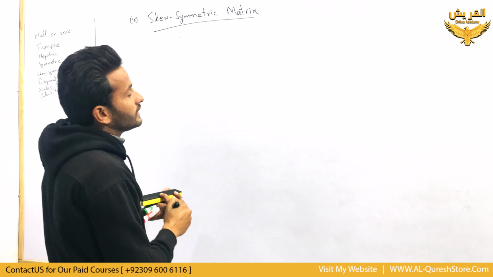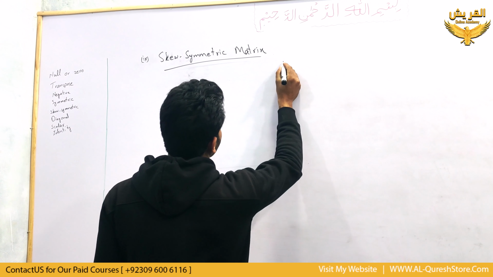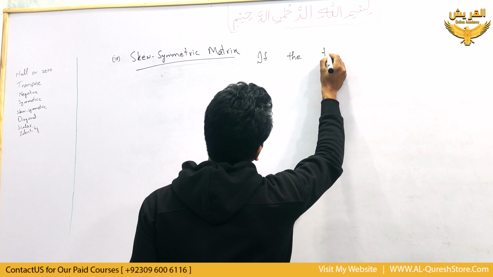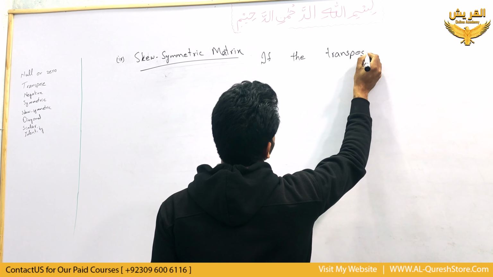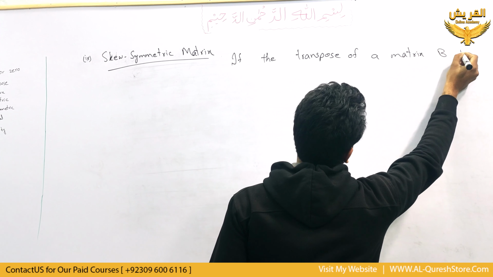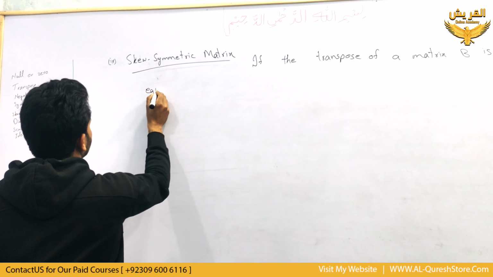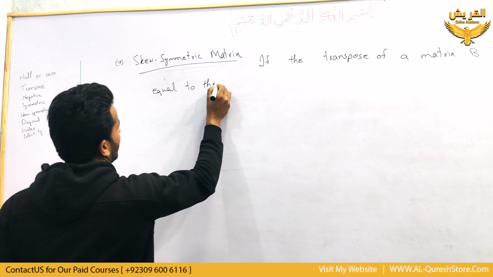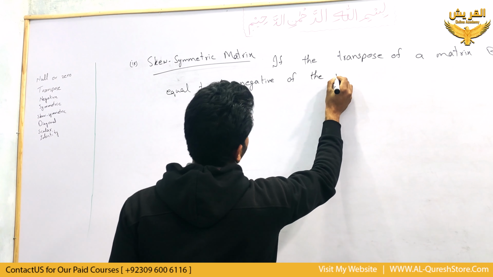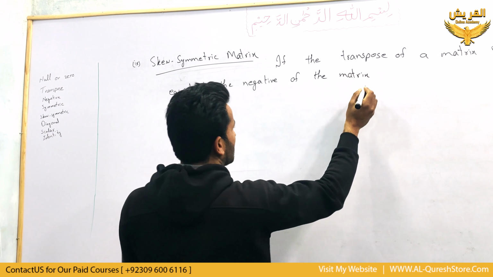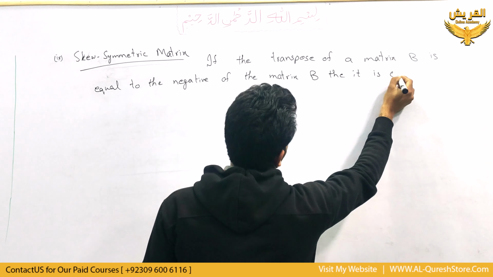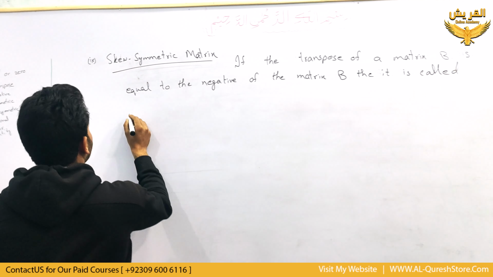The next type of matrix is the skew-symmetric matrix. In a skew-symmetric matrix, if the transpose of a matrix B is equal to the negative of the matrix B, then it is called a skew-symmetric matrix.